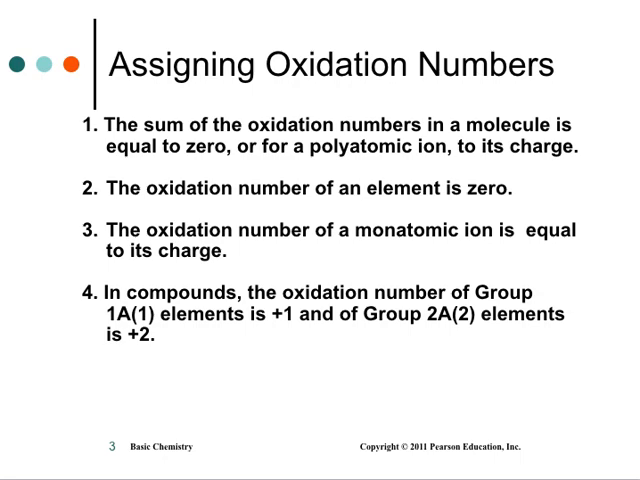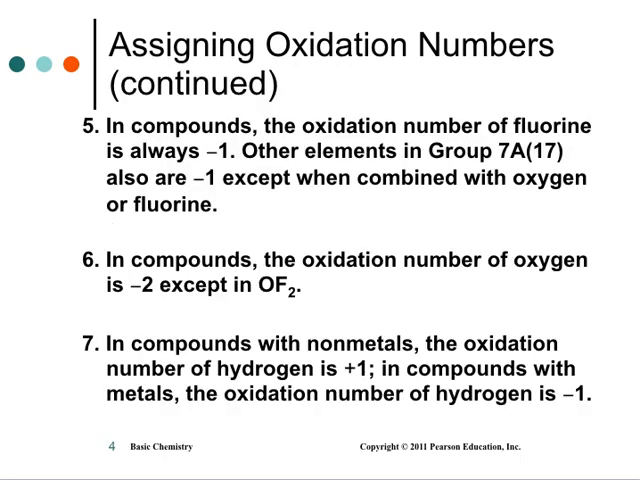Number 4 is very simple. Anything in group 1 is +1, including hydrogen. Anything in group 2 is +2. Continuing, we see that fluorine is always -1. Group 7 often is -1. We're going to see that very common.